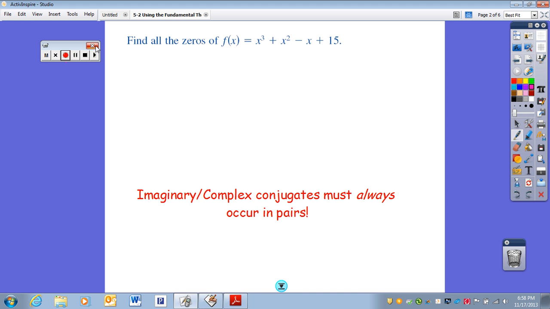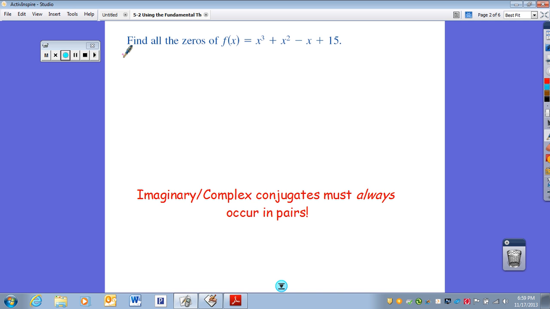So first we want to find all the possible zeros. The possible zeros for this function would be all the factors of our constant term, making sure our function is in standard form, divided by the factors of our leading coefficient. So we would have plus or minus 1 as factors of 15, plus or minus 3, plus or minus 5, and plus or minus 15. And since our leading coefficient is 1, these would all be divided by 1. So here's our complete list of all of our possible zeros.